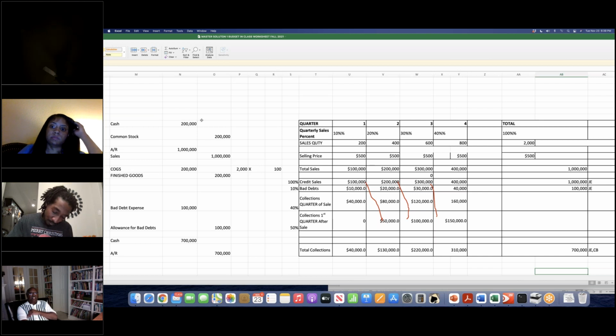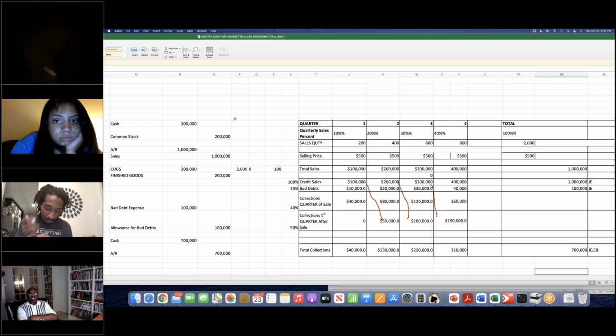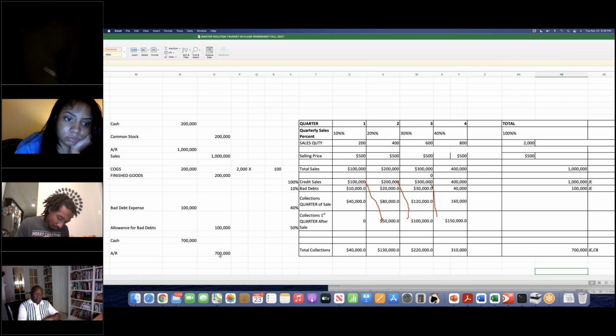Let's look at the journal entries. The initial investment, 200,000. And that was an assumption. We put in 200,000 and we debit cash and credit common stock. Then we record the $1 million in credit sales, debit account receivable, credit sales. Then we put in the bad debt expense, 100,000, debit bad debt, credit the allowance. Then we pick up these collections, 700. We debit cash and credit account receivable, 700,000.